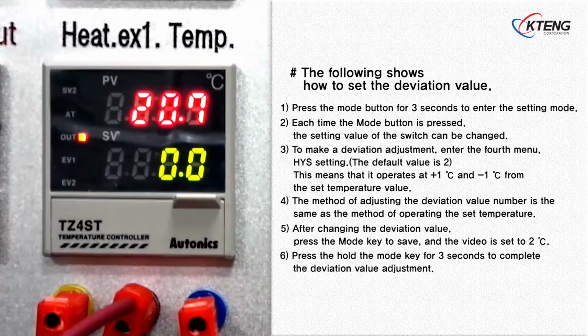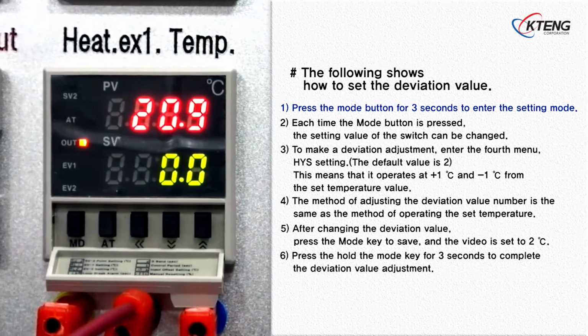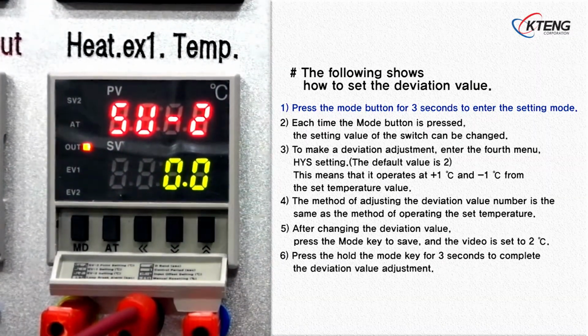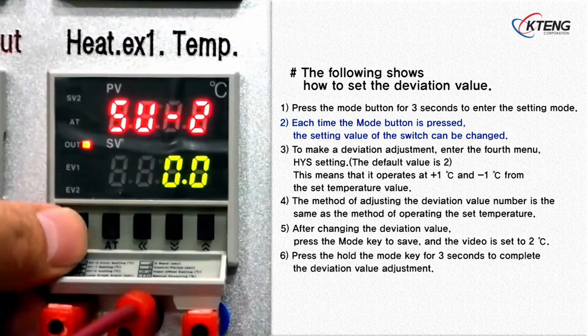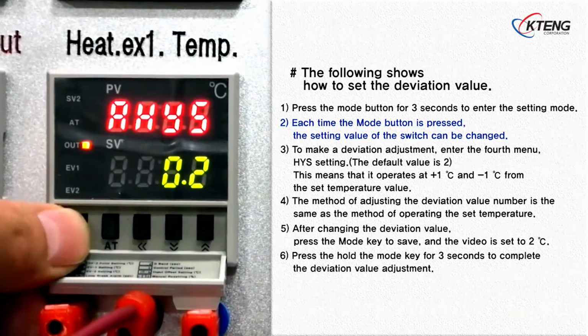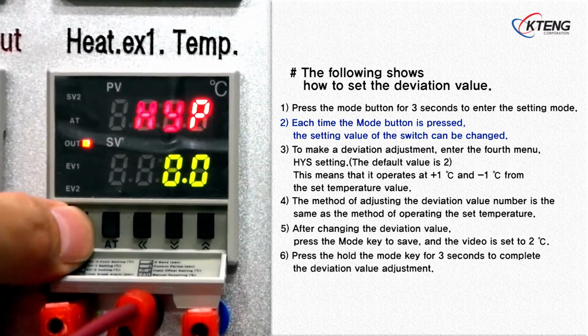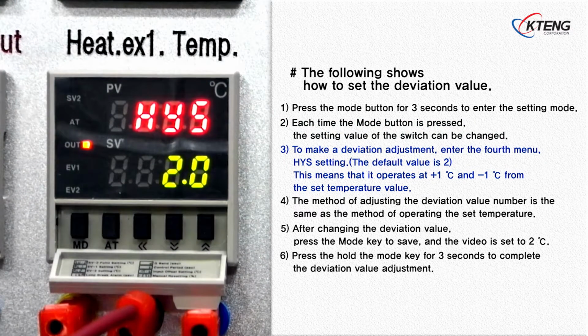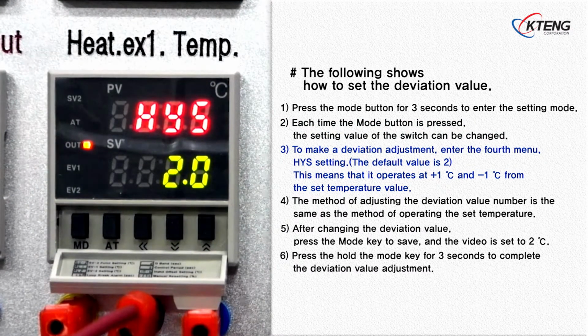The following shows how to set the deviation value. Press the mode button for 3 seconds to enter the setting mode. Each time the mode button is pressed, the setting value of the switch can be changed. To make a deviation adjustment, enter the fourth menu, HYS setting. The default value is 2.